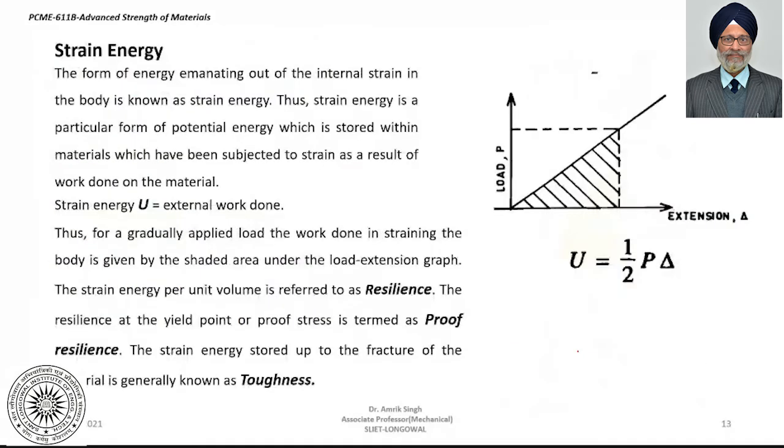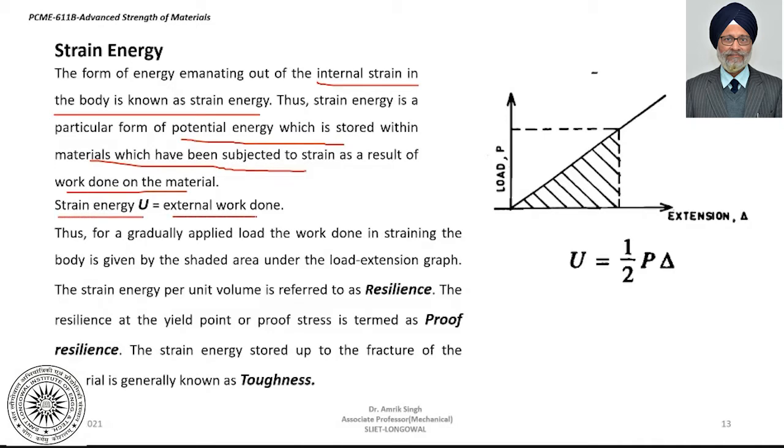So strain energy, now we can define. The form of the energy emanating out of internal strain in the body is known as strain energy. The strain energy is a particular form of potential energy which is stored within the material which has been subjected to strain as a result of the work done on it. So strain energy denoted by U is equal to external work.